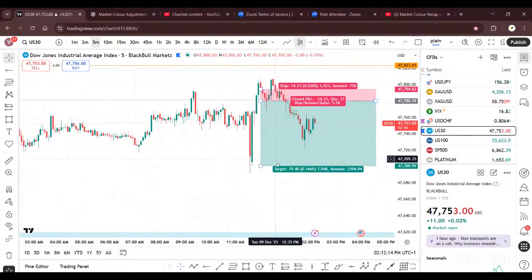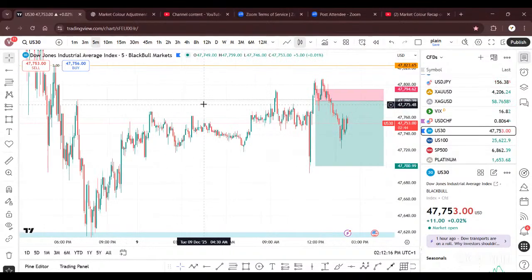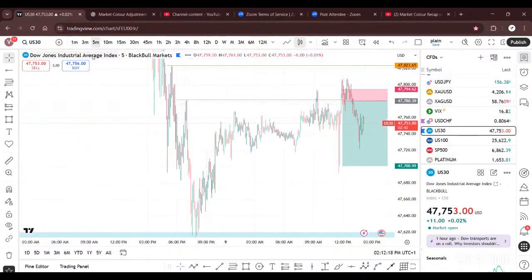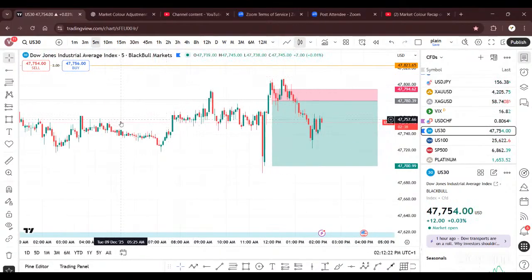For me, I'm looking for ways to re-enter it. I really don't want to miss this. If it's going to be a big day, today's Tuesday, I don't want to miss it.